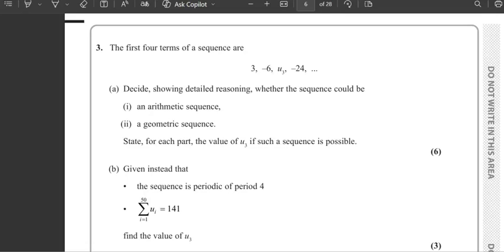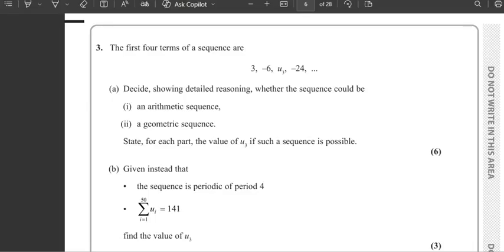Welcome back. This is Leshire Math. Now let's consider question number 3. Question number 3 says that the first four terms of a sequence are 3, negative 6, u3, negative 24.